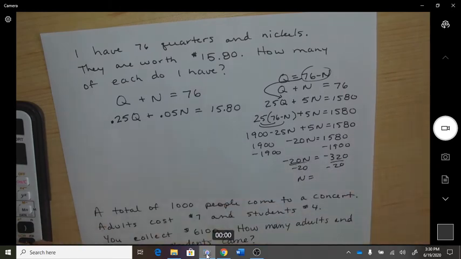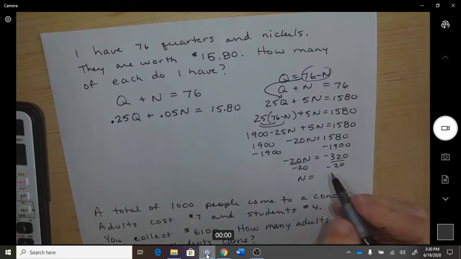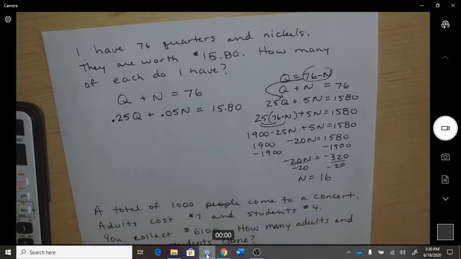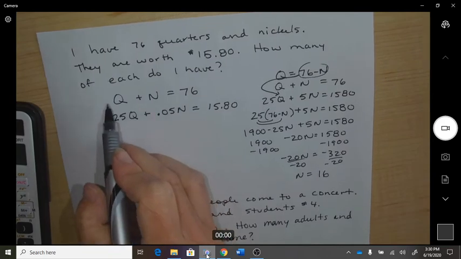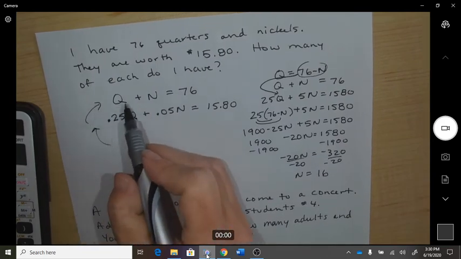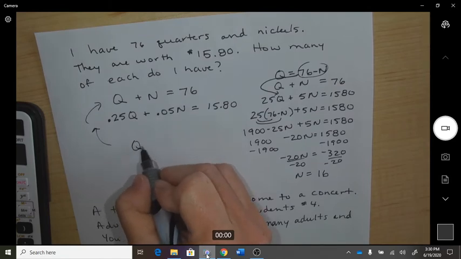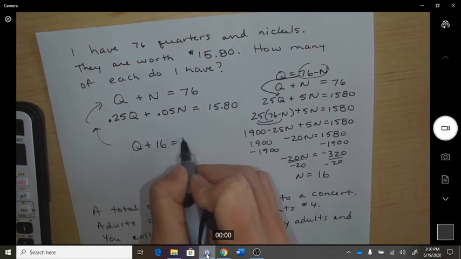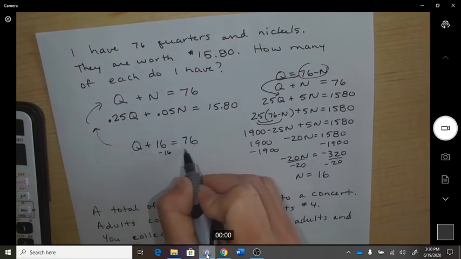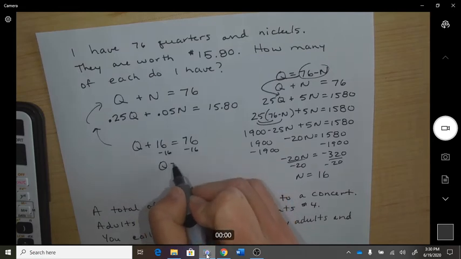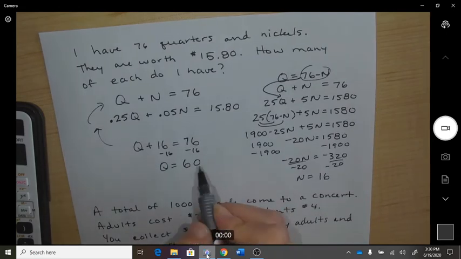So N, obviously I need a positive number here. N is 16. So to substitute, it doesn't matter which one. Obviously the math would be a lot easier on this one. So quarters plus 16 is 76. So therefore, quarters equals 60.